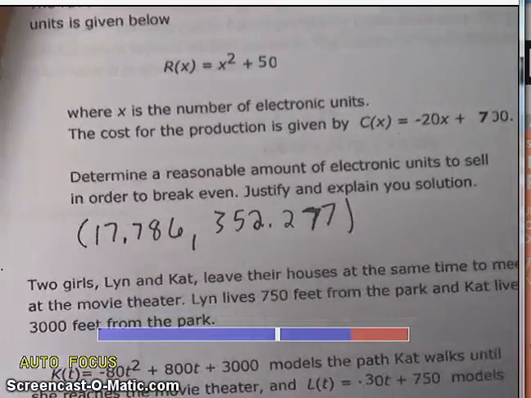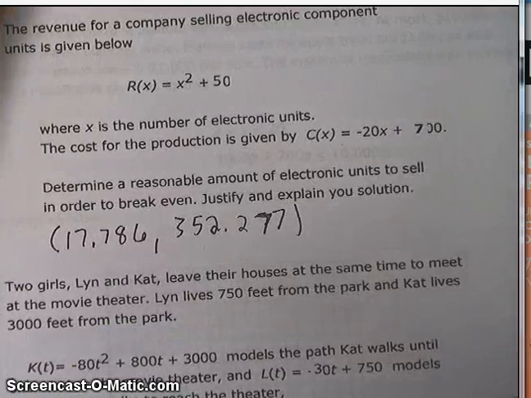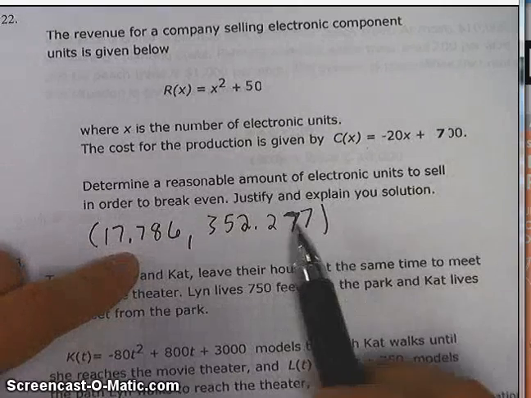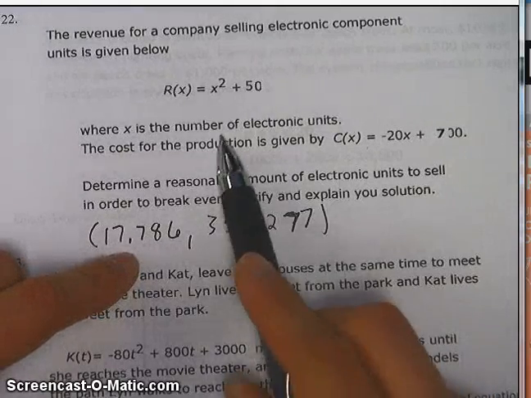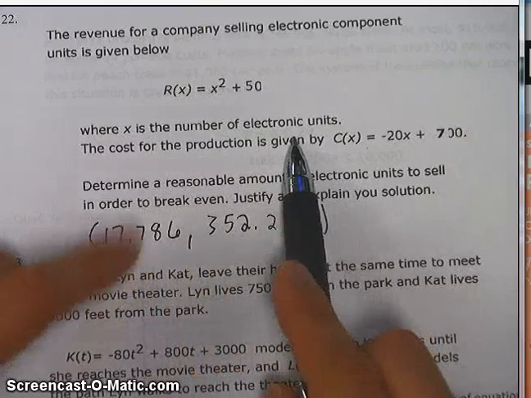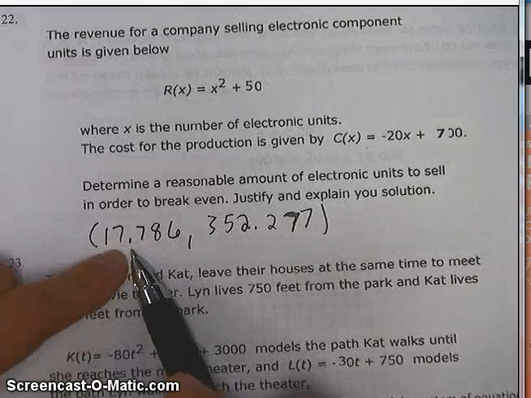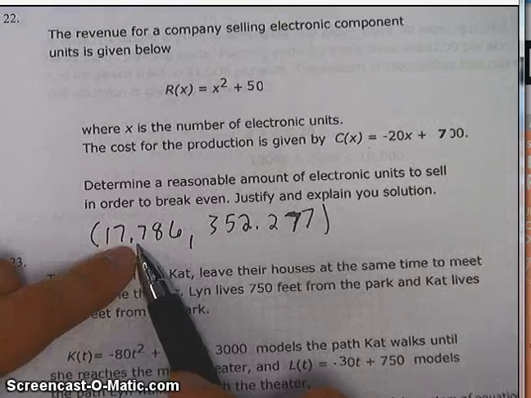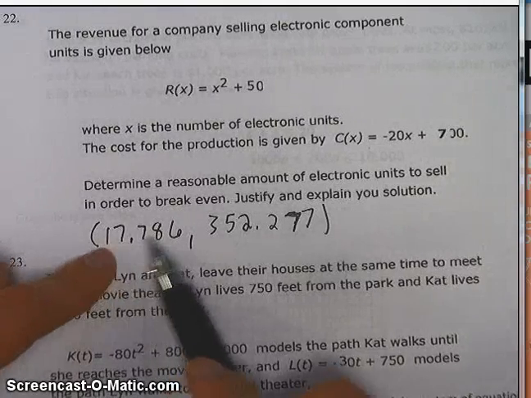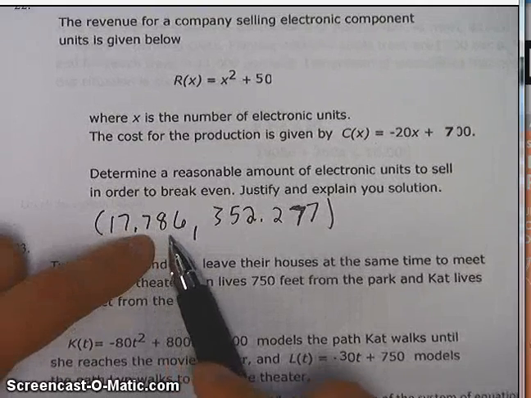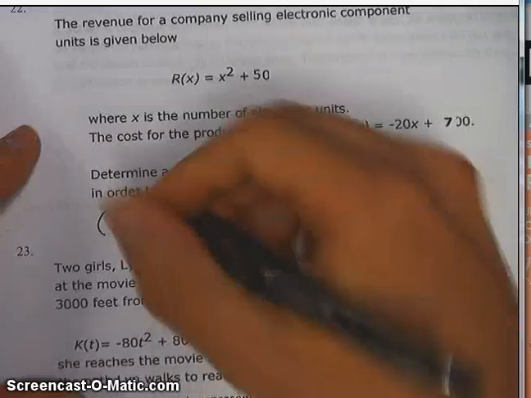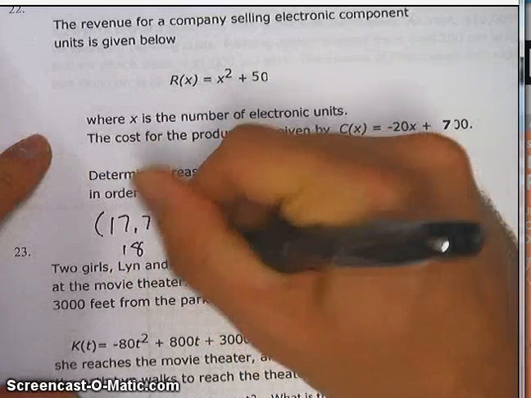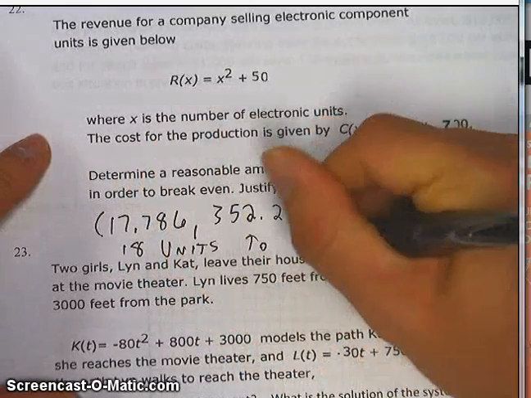Okay, so let's think about what that means. Determine a reasonable amount of electronics to sell in order to break even. So is the thing that's being sold the X or the Y? Well, if we look at the function where X is the number of electronic units, what I'm concerned about is this number right here. So, the question is, how many electronic units do they need to sell in order to break even? Well, it's not this answer, because they can't produce 0.386 of a thing. So in order to break even, they need to at least sell 18 units to break even.